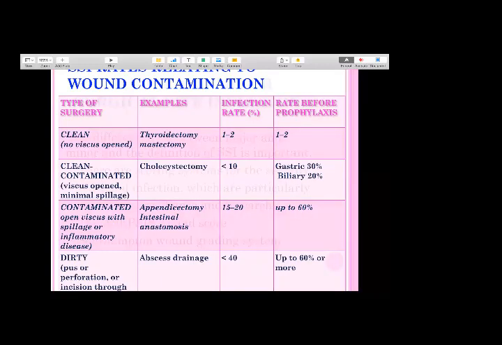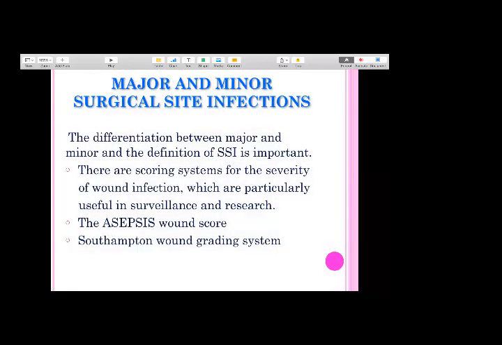Now, major and minor surgical site infections. Differentiation between major and minor, and the definition of surgical site infection, is important as well. There are scoring systems in order to score the severity of wound infections, particularly used in surveillance and research as well, in order to provide better care for surgical sites and prevent them from infections. The ASEPSIS wound score, and the Southampton wound grading system.